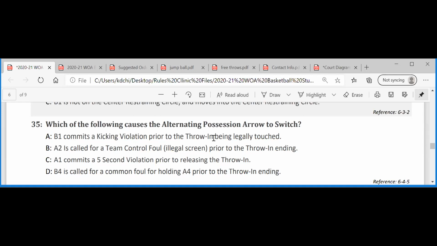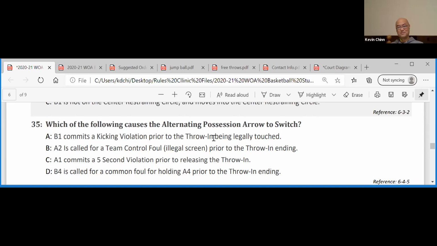Because of what? The foul. So the arrow doesn't switch. C.